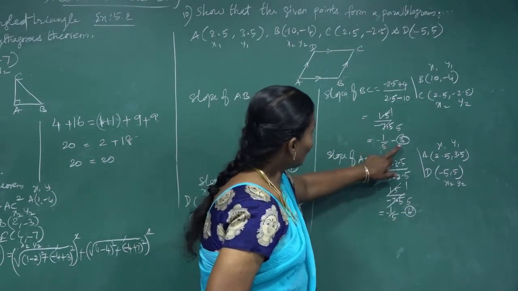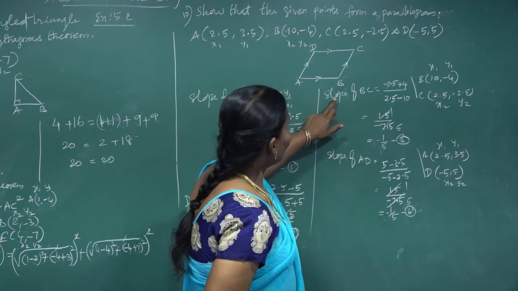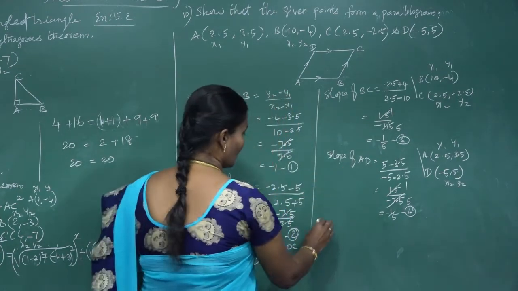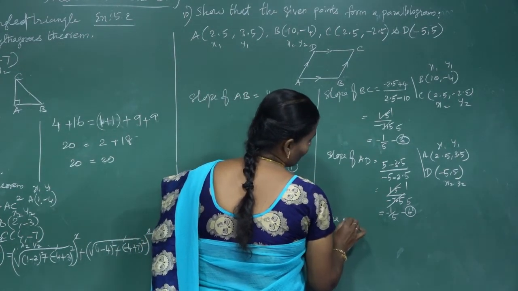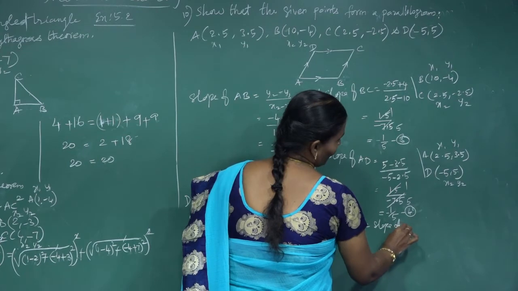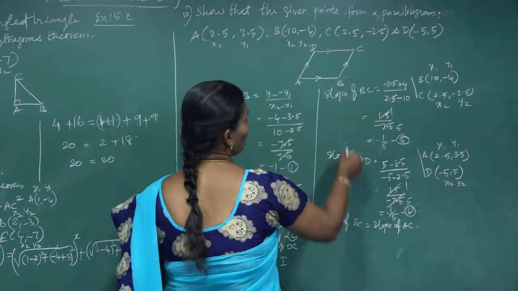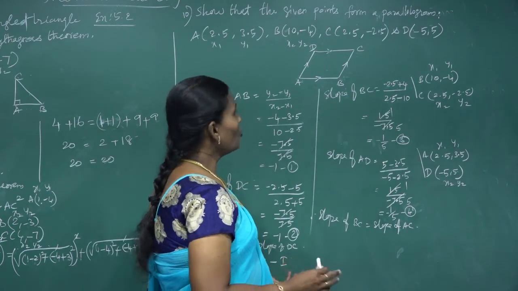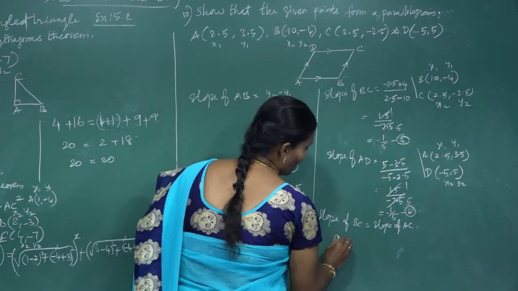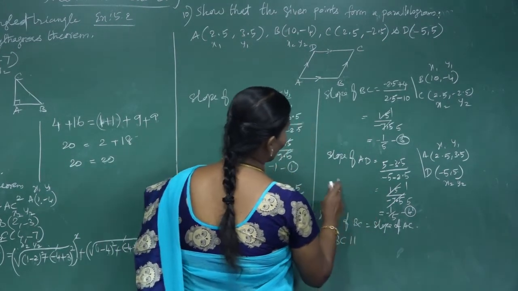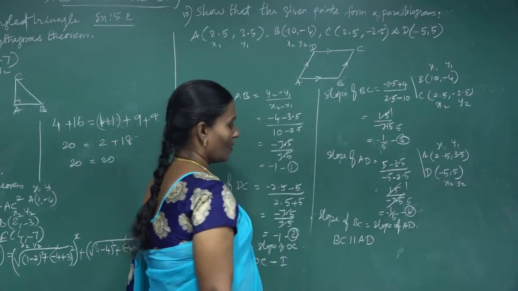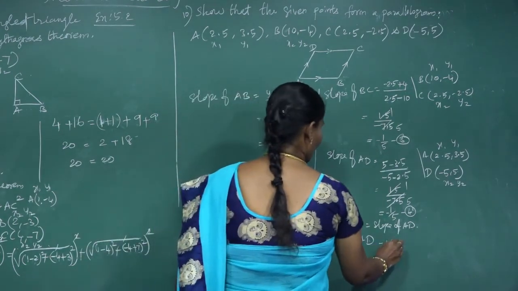Now you compare equation 3 and 4. Comparing this, we get them equal. Slope of BC is equal to slope of AD, isn't it? Therefore, slope of BC is equal to slope of AD. If two slopes are equal, definitely the two line segments are parallel. So you say now BC is parallel to AD. So this is the second result.